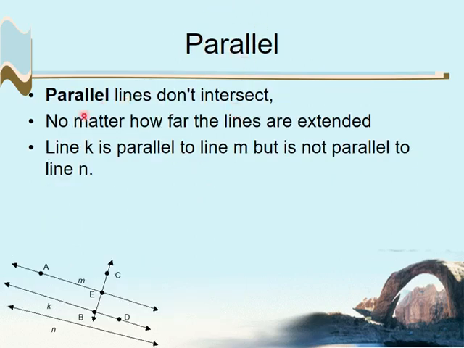Parallel. Parallel lines are those lines which do not intersect each other, no matter how far the lines are extended. Line K is parallel to line M but is not parallel to line N. This is line K and this is line M. These two lines are parallel lines, but this is not parallel to line N. How?